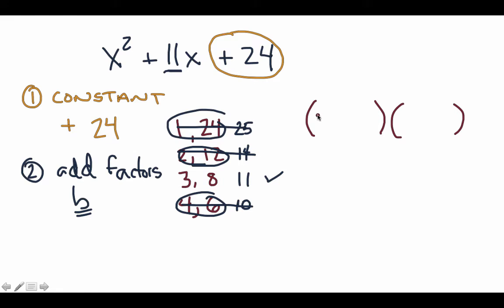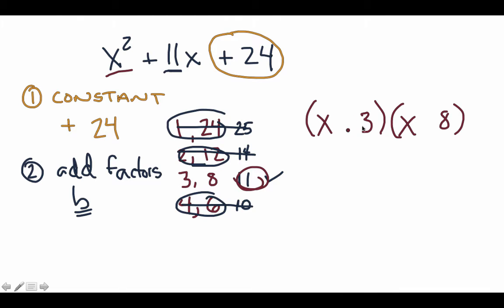I know the first number is going to be an x and the first number here is going to be an x. That's how I get x squared. I know the last number is going to be a 3 and this number is going to be an 8 because that's how I get a 24. And I'm going to get a 3x and an 8x because that's how I'm going to get 11.